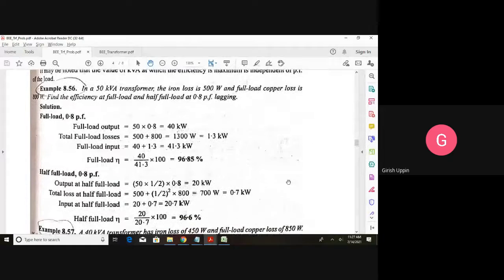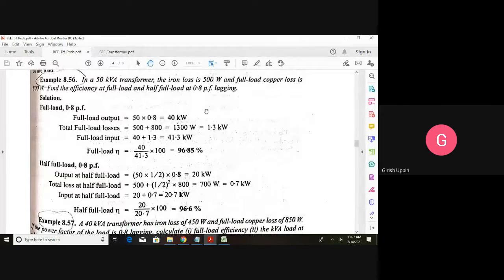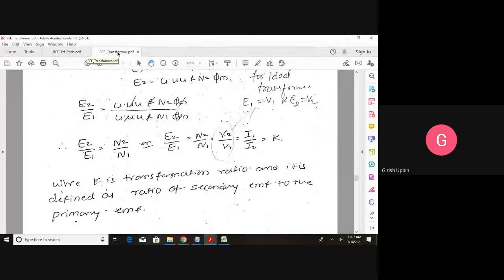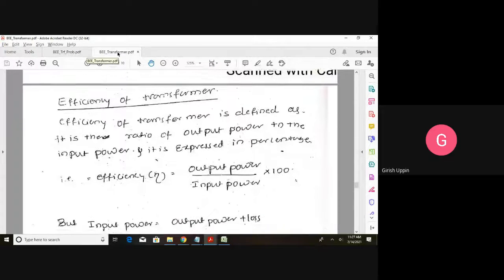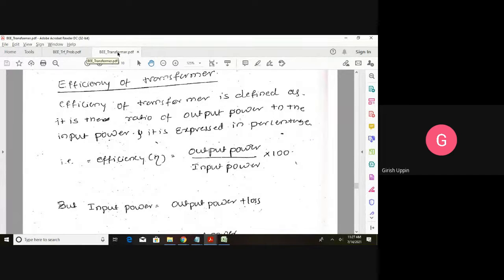Okay. The next problems are based on the efficiency. We will look into the efficiency in the next class. So, as a simple idea, efficiency is how much output we get for the given input. If I say 90% efficiency, it means for the given input, 100% input, I get 90% output. So efficiency is nothing but the ratio of output power to the input power, and it can be represented as a percentage, or as a fractional value.